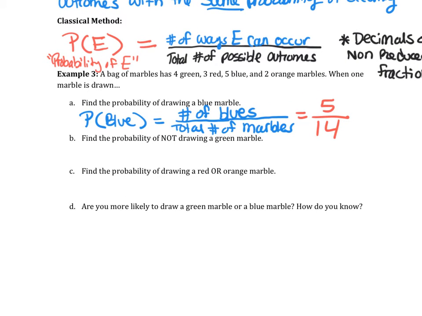Okay, letter B, the probability of not drawing a green. So the probability of not green. Our denominator is still going to be the same. We still have 14 total marbles to choose from. But now for our numerator, how many ways is it possible for us to not draw a green marble? 10, because there are 10 marbles that are not green. So 10 over 14. And again, you can leave it as 10 over 14. You don't have to reduce it to 5 over 7.